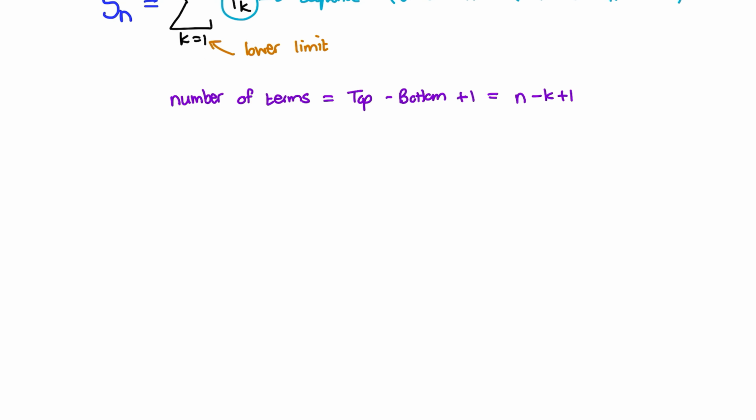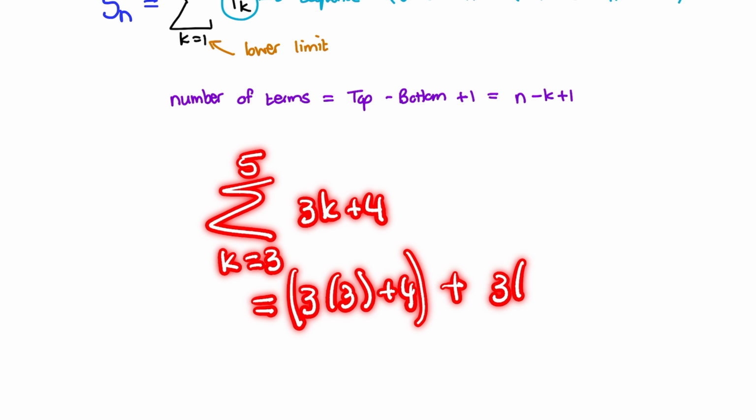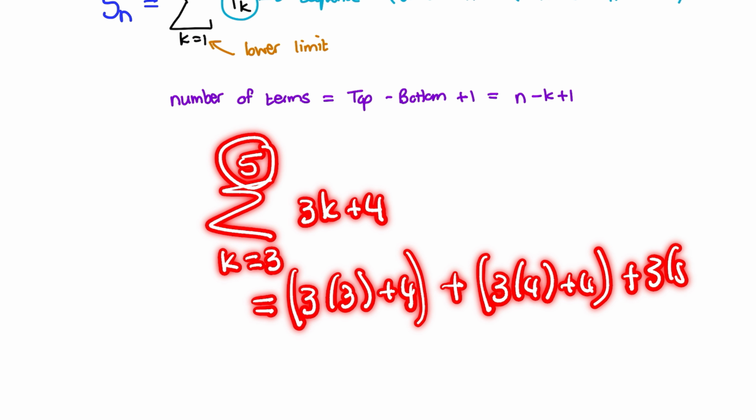So let us say we have a sigma notation of 5 and a k value of 3, and we have 3k plus 4. That means my first substitution would be 3. Then my second term would be 3 times 4 plus 4. And then my last term would be my upper limit. So it's 3 times 5 plus 4.